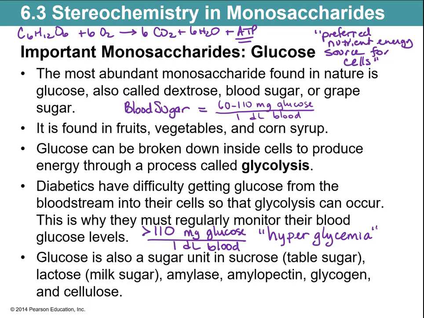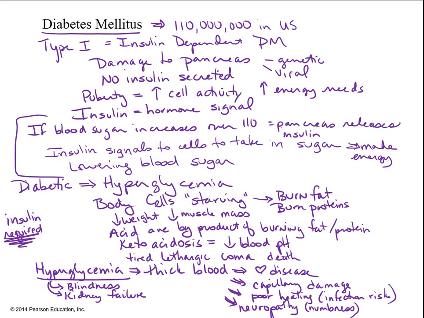So I told you that your cells want to run off of sugar. That's optimal because it's really easy. But if you don't have insulin, then there is no way for the cell to get glucose out of the blood. And that creates that aspect of diabetes mellitus. So it is estimated that in the United States alone, there's about 110 million people that have diabetes.